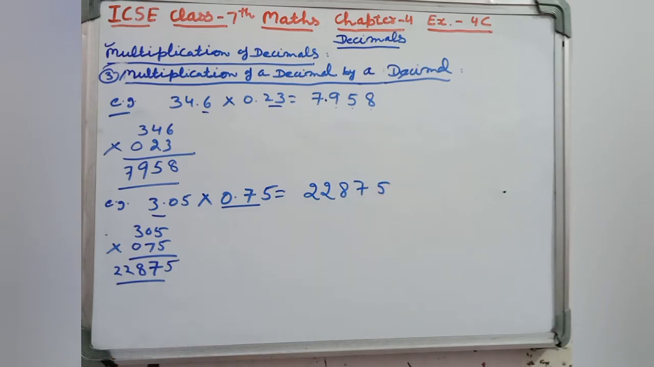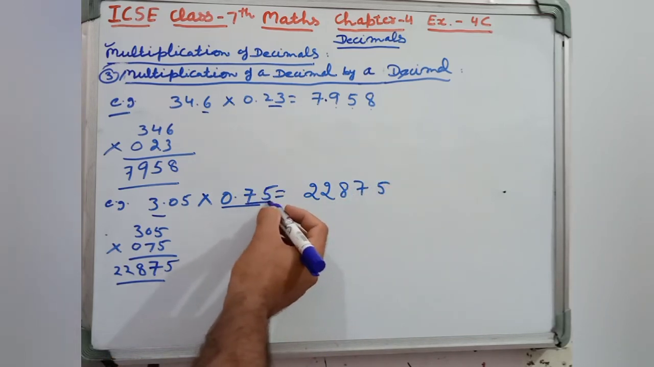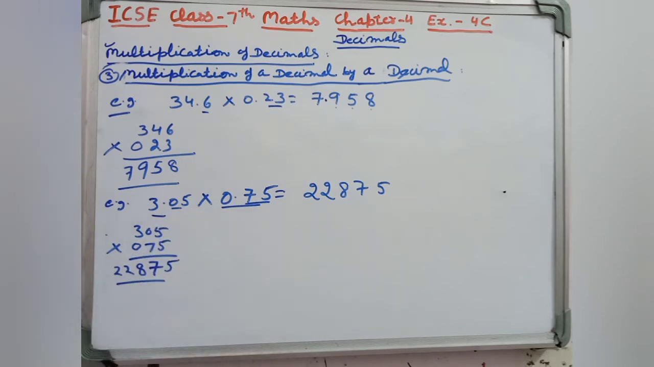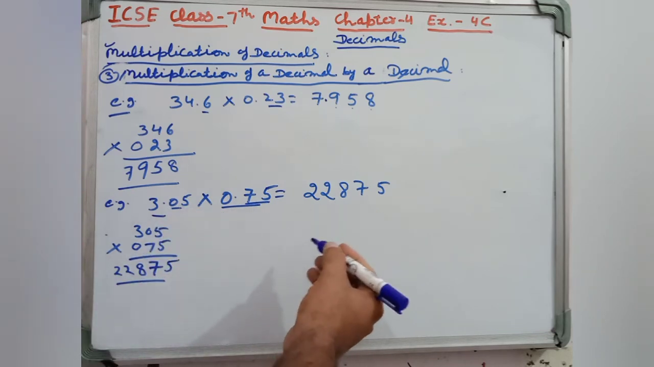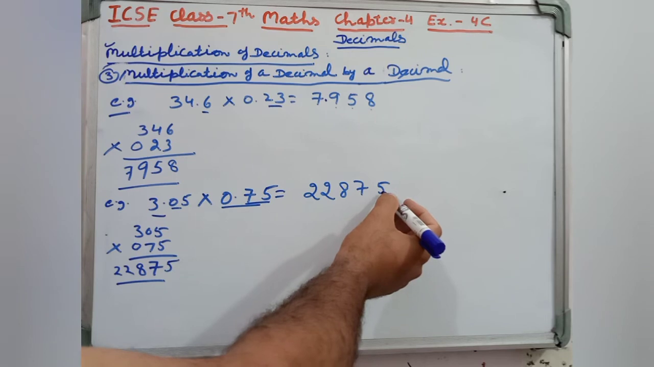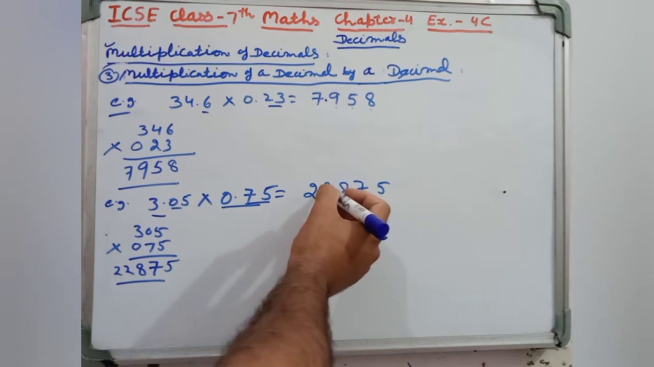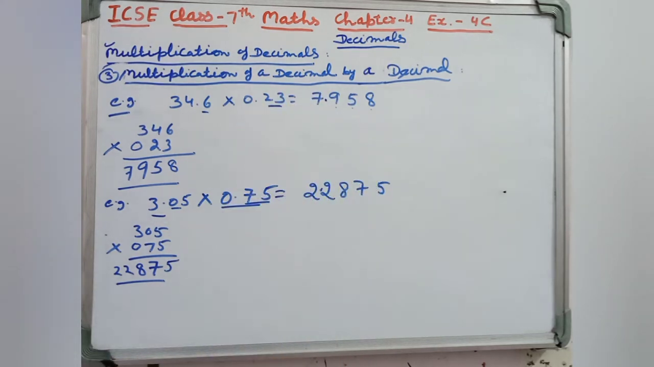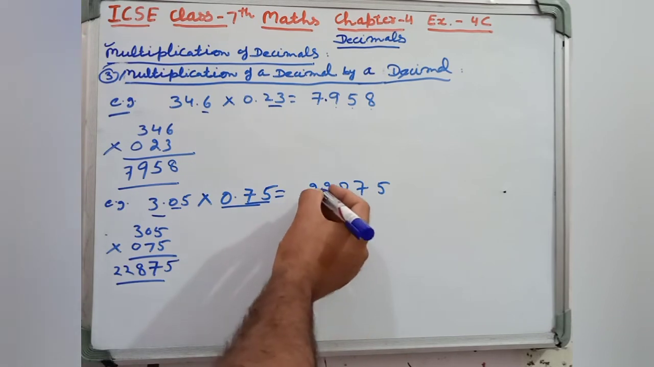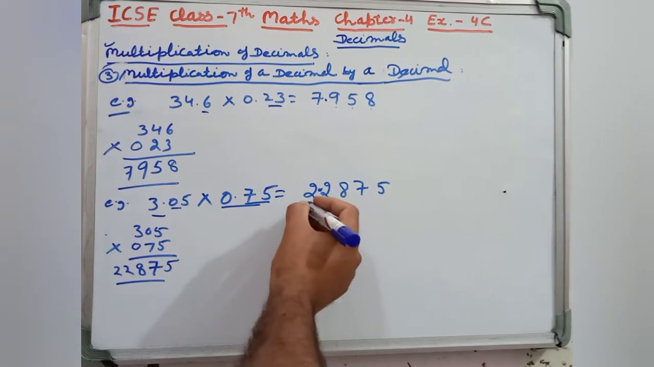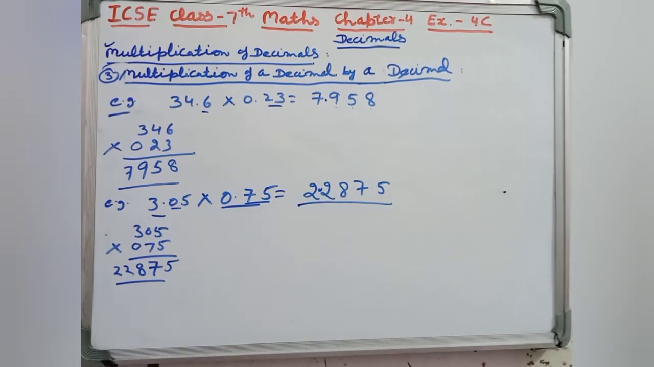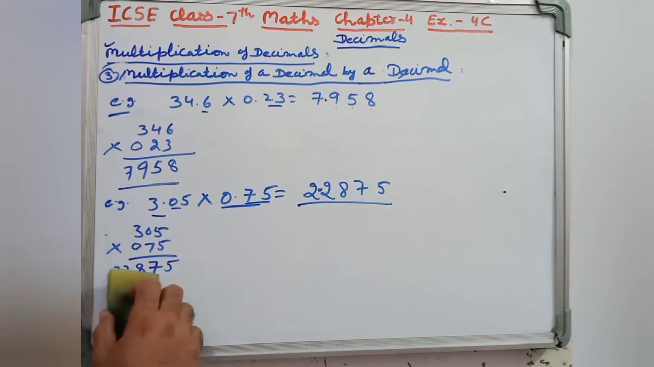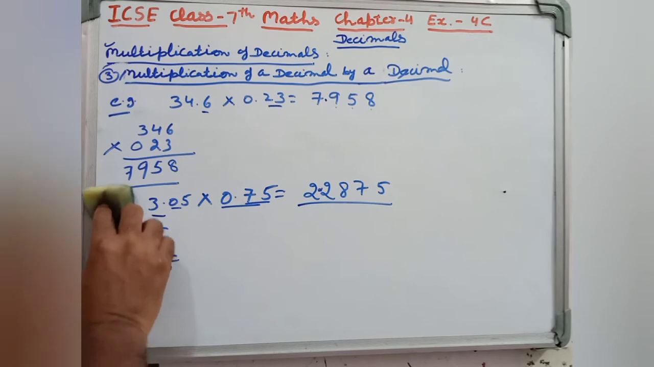Now how many decimal places are there? 2 from here, 2 from here, 2 plus 2, 4. We have to put the decimal after 4 decimal places, we do from right, 1, 2, 3, 4. This is our answer, 2.2875. Right students? So these are the basic steps towards multiplication.